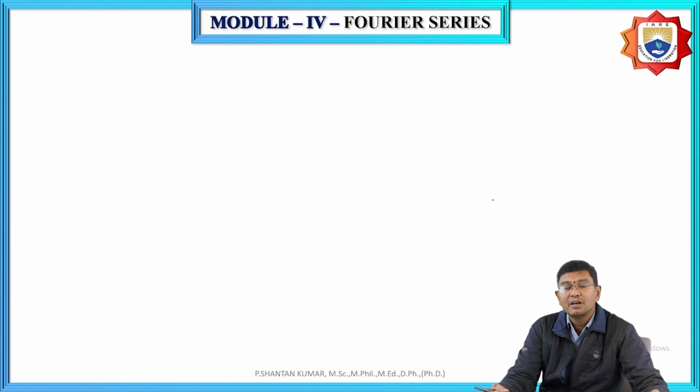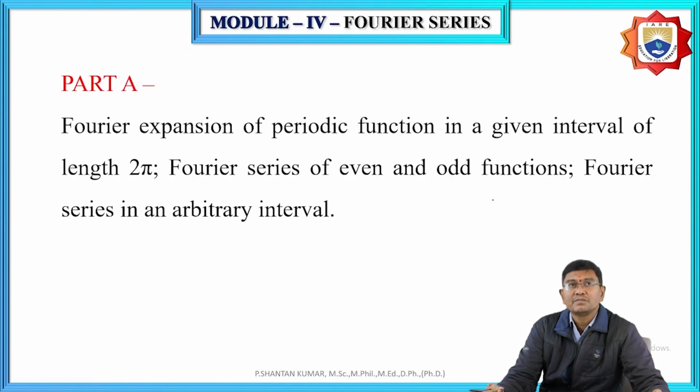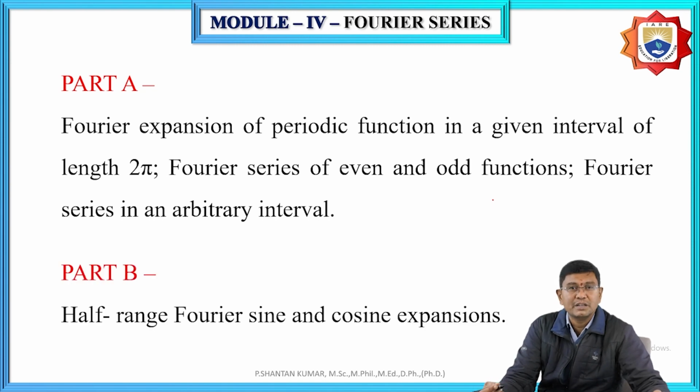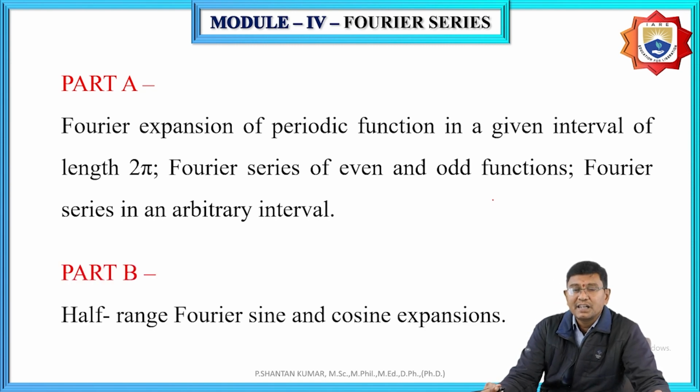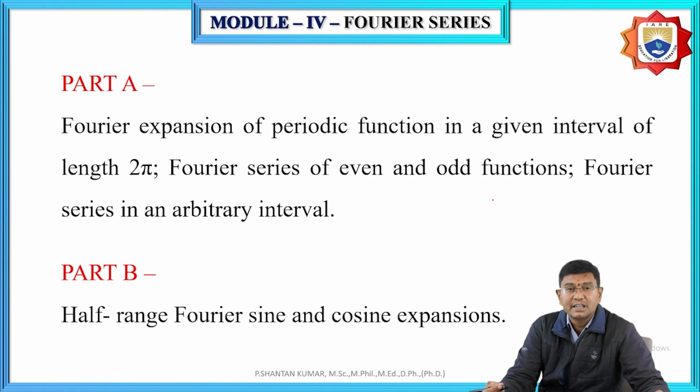Before discussing that, there is Part A and next Part B. Part A is covered under the limits 0 to 2 pi and 0 to 2l, that is the full range series, whereas the half range series is covered on 0 to pi and also 0 to l, pi being the terminology for the periodic function and l the terminology for the arbitrary period.